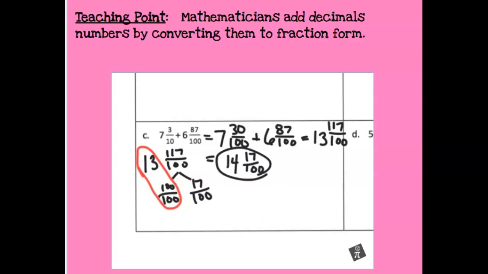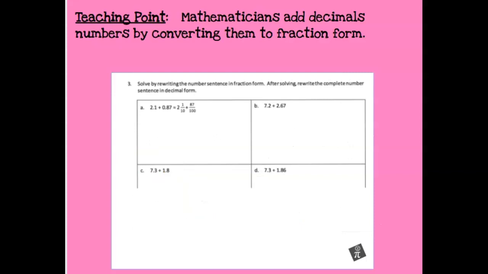So writing that as a decimal, starting up here, 7 and 3 tenths becomes 7.3, plus 6 and 87 hundredths becomes 6.87. Adding together, we get 14.17.